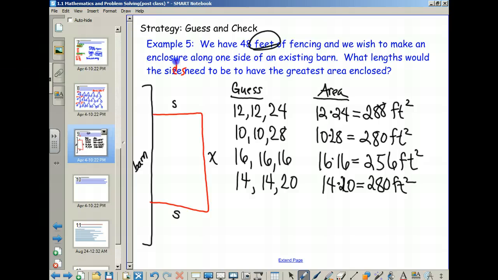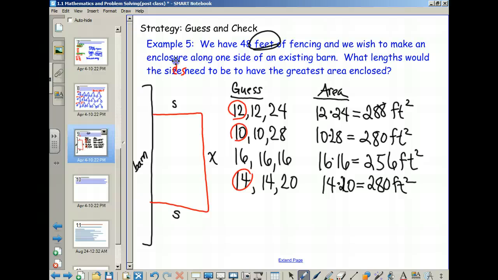I need to check at least one more thing, I guess. I either need to check 13 or 11. Either one will be fine, because notice this. This one to this one was 2 less, and this one to this one was 2 more, and what happened in the areas? They were the same. So I suspect the 12 is the right one, but I need to check either the 11 or the 13 to make sure.